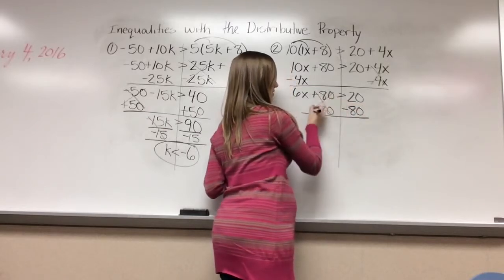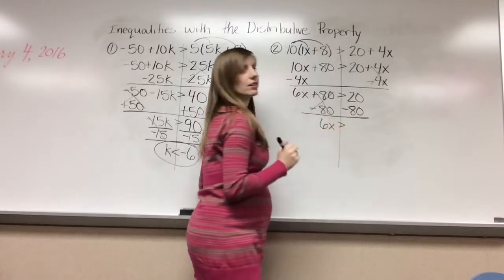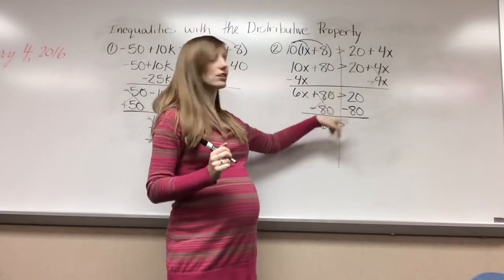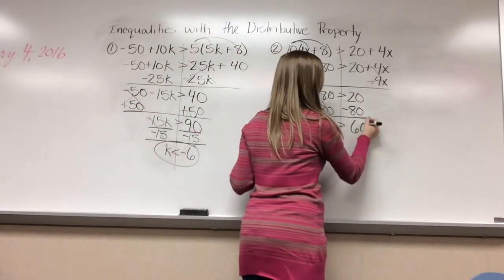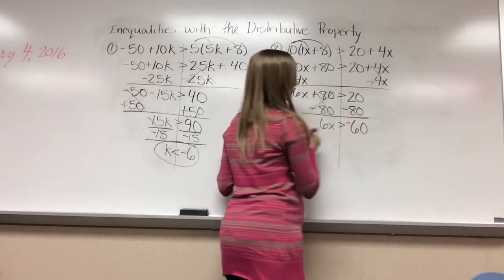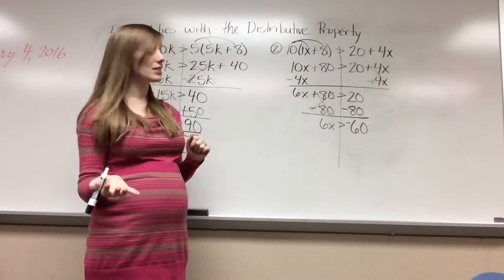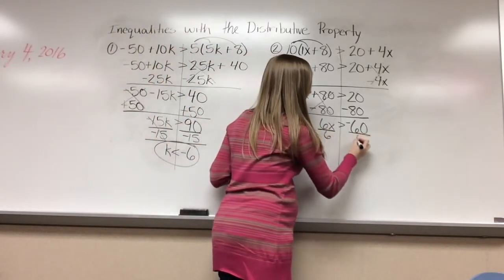So they cancel. 6x drops down. So does my greater than sign. 20 minus 80. Okay, the signs are different, so I will subtract them. I get 60, and I keep the sign of the bigger number, so negative 60. We have one more step. I need to divide both sides by 6. So divide by 6 here and here.